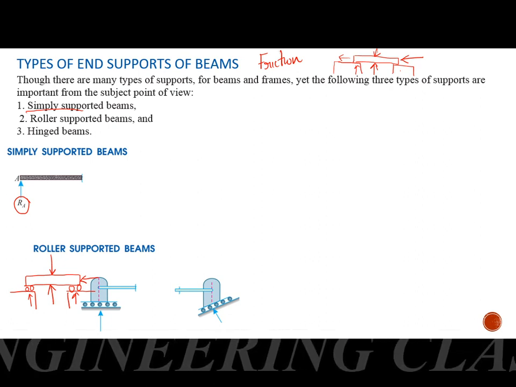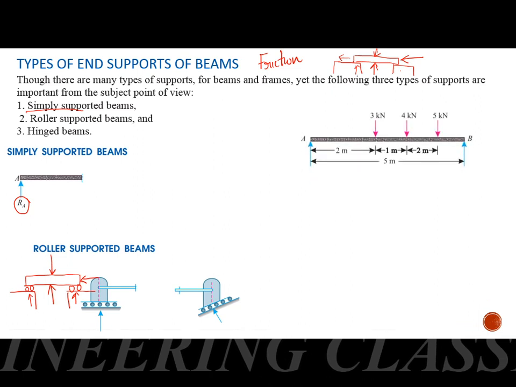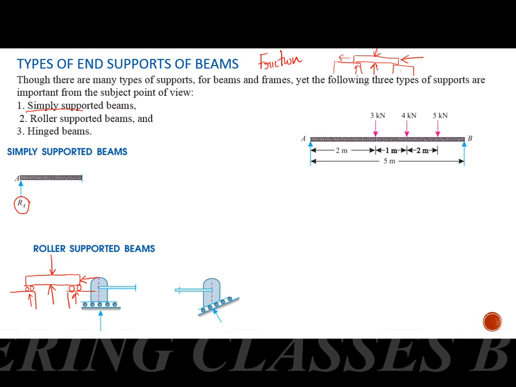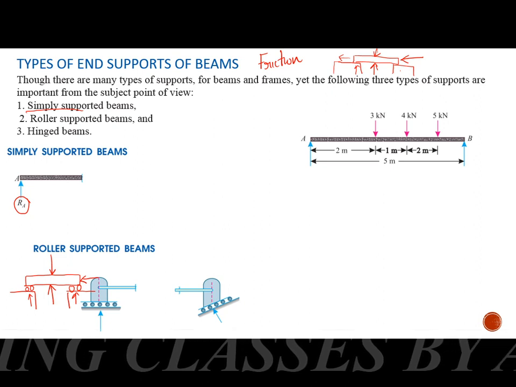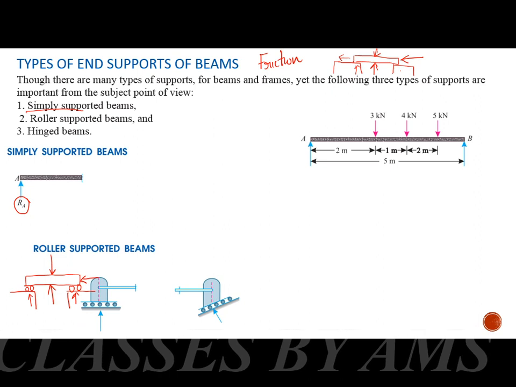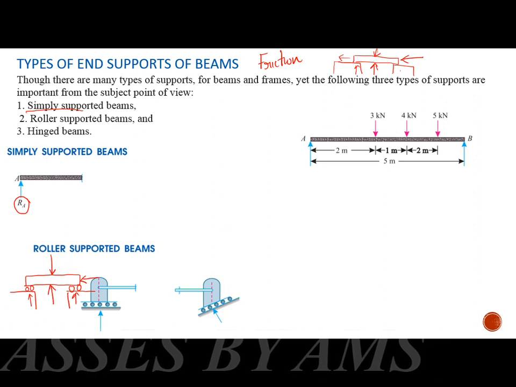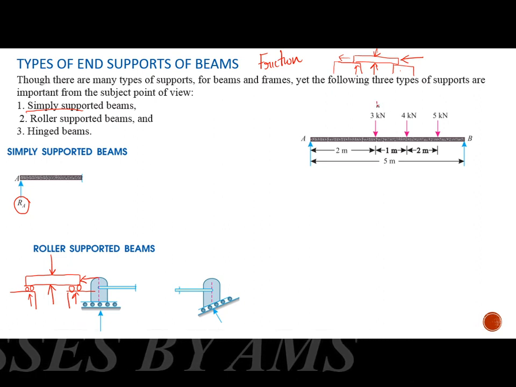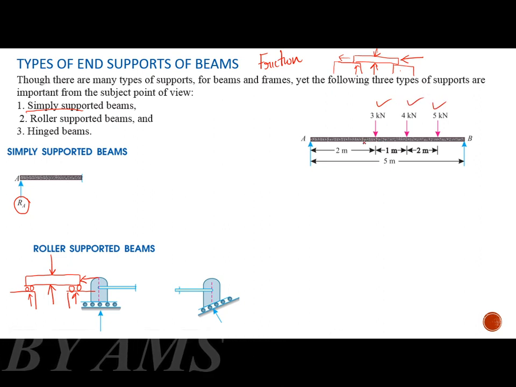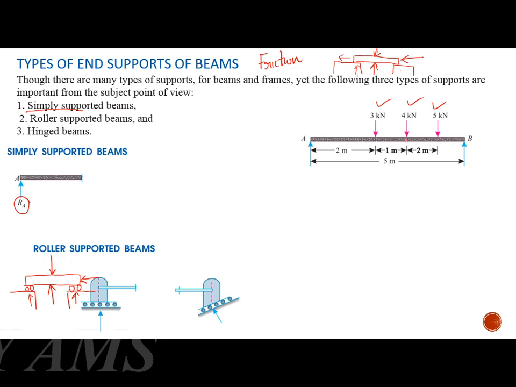Okay, so we will go through one problem so that we will get an idea about how the simply supported beam acts and how to calculate the reaction. So here is our problem. We have three loads, 3 kilonewton, 4 kilonewton and 5 kilonewton, acting at a distance of 2 meter from point A, 3 meter from point A and 5 meter from point A.